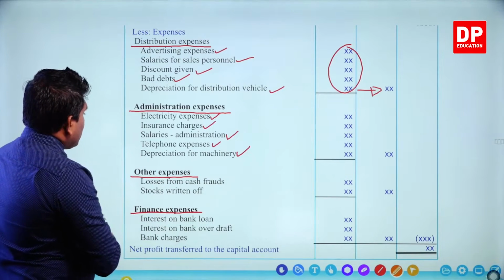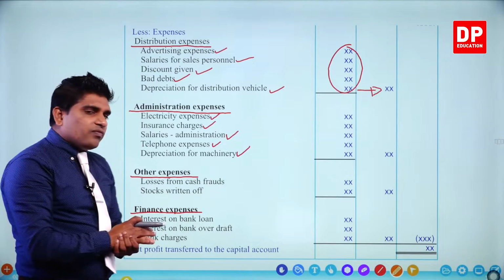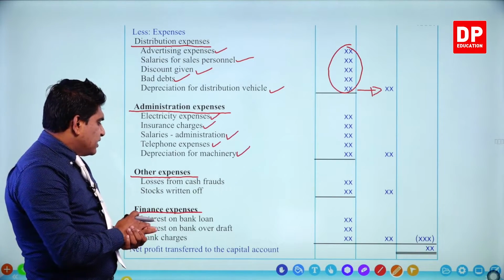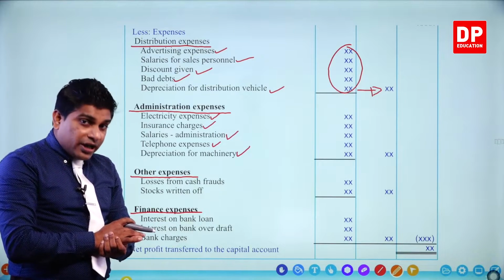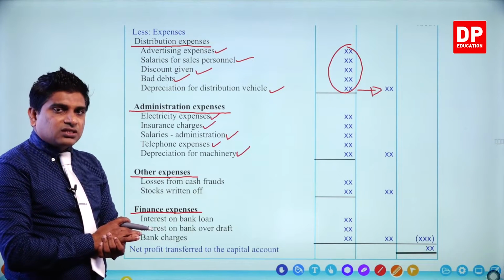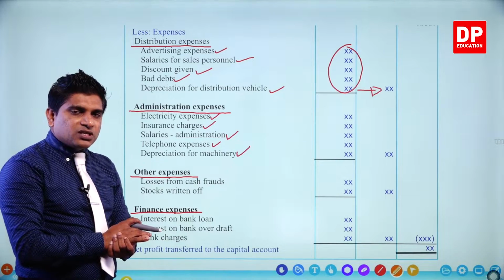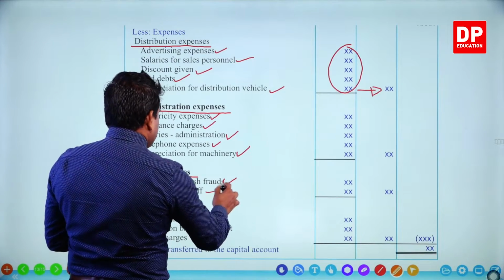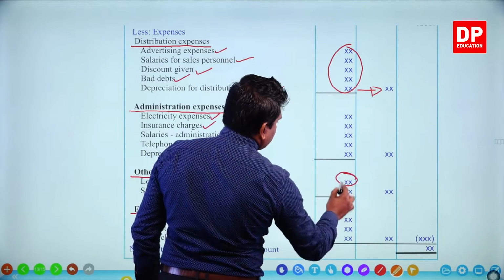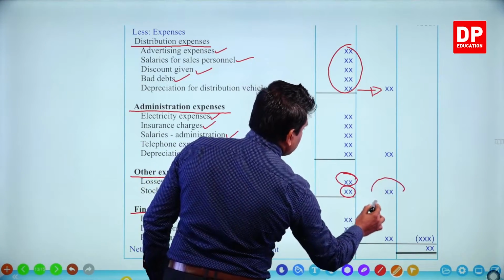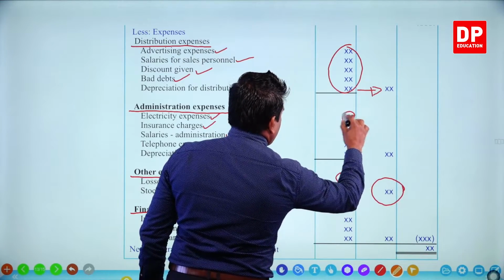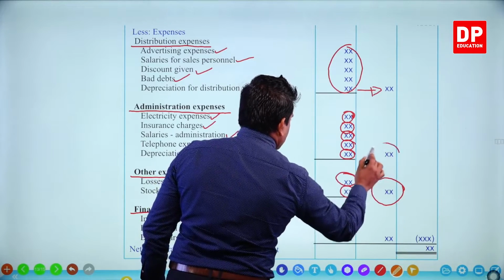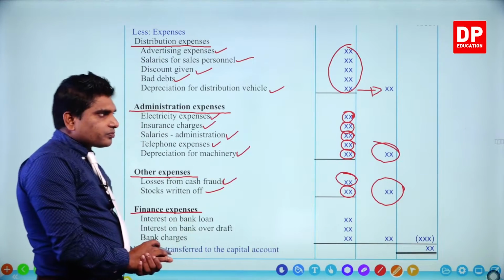Then other expenses: losses from frauds, stocks written off. If you want, you can put donation, stock losses. These are the expenses which come under the other expenses category. The other one, their values also we write in the first column one by one. The total goes to the second column. Here also one by one their expenses we write in the first column. Then the total we bring to the second column.